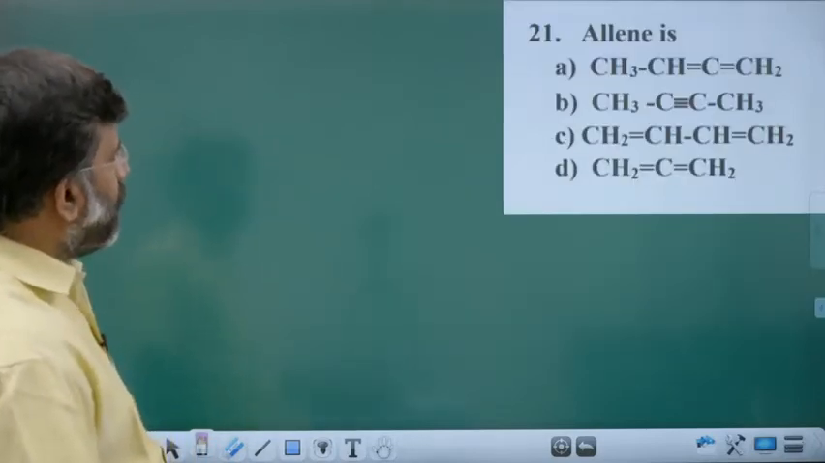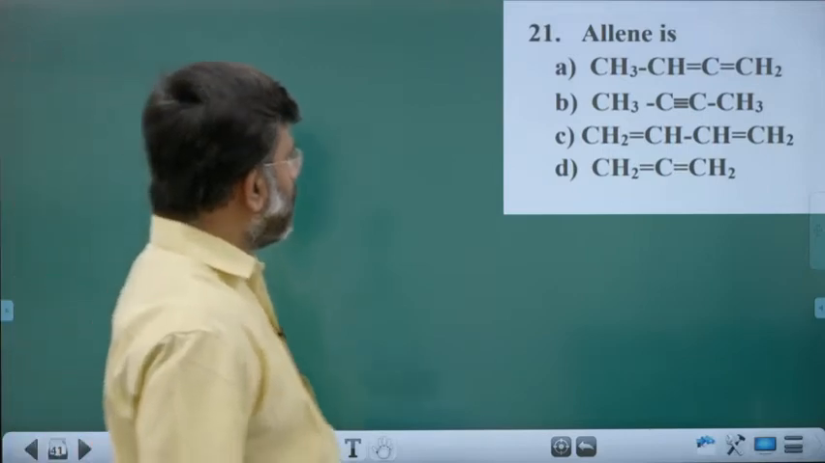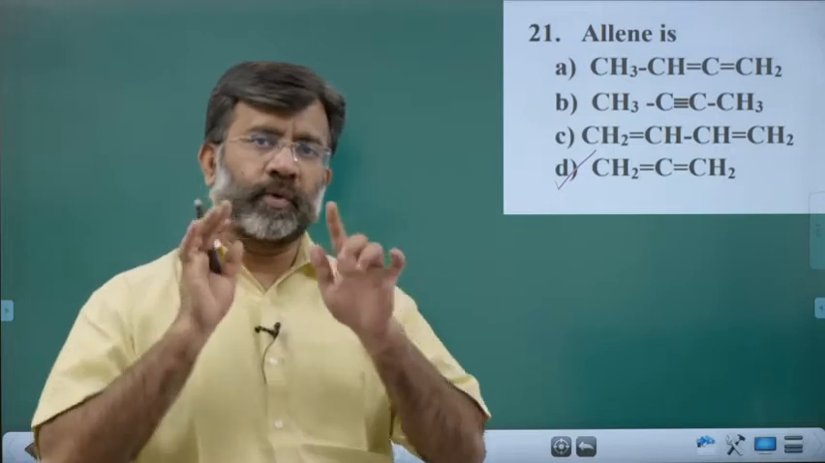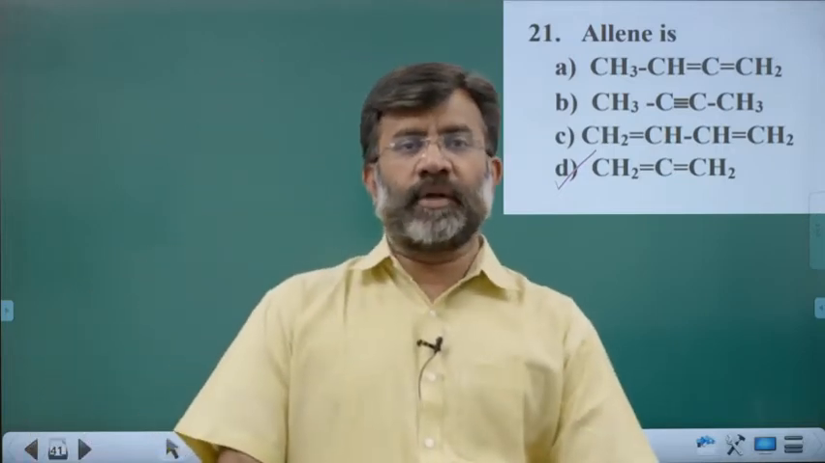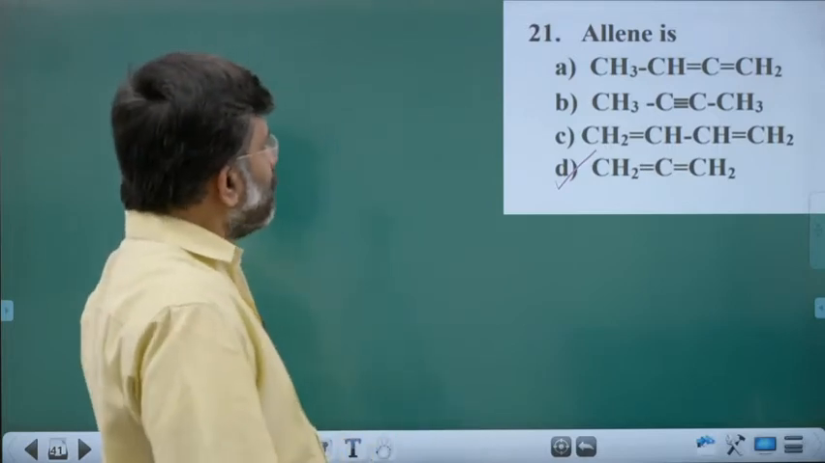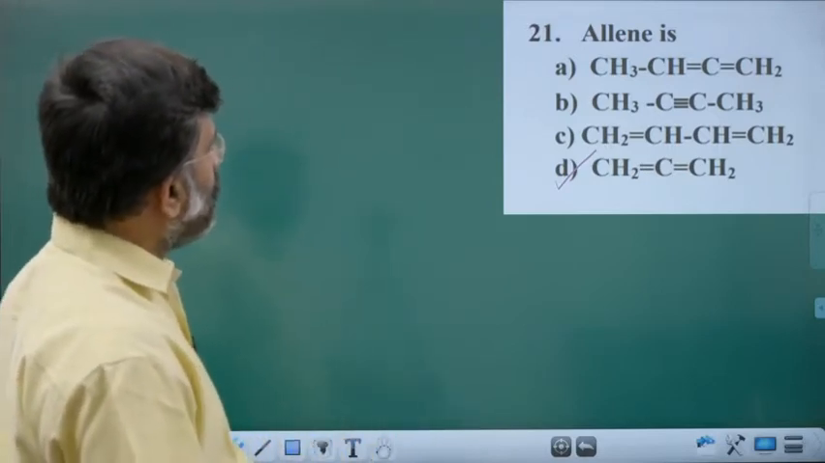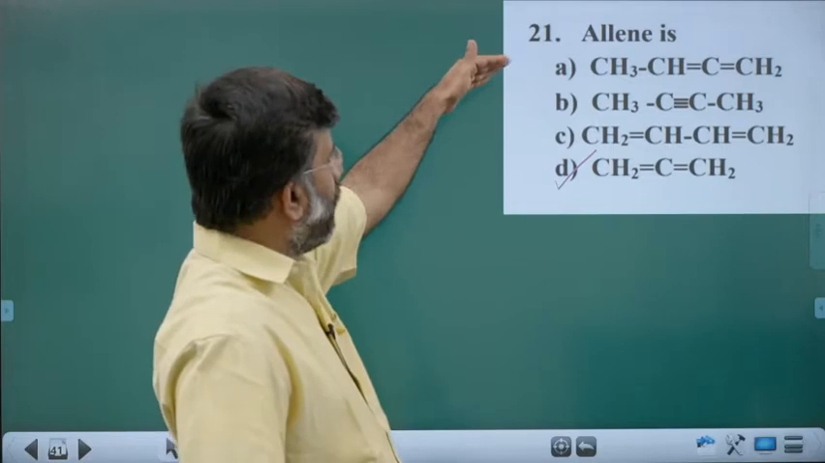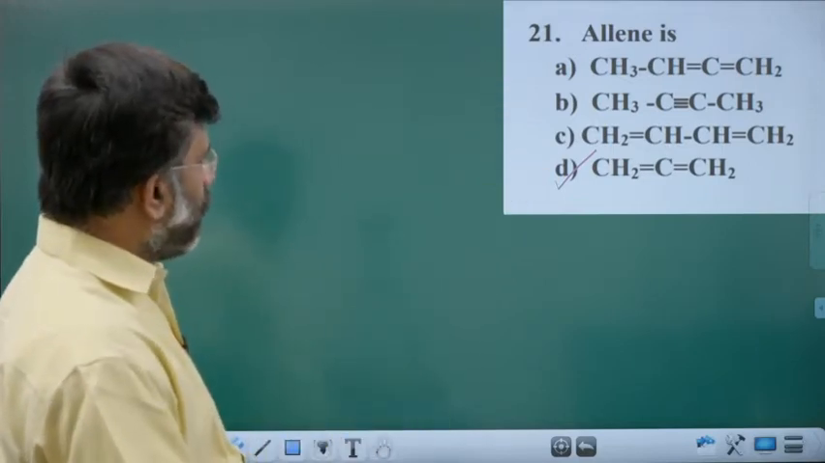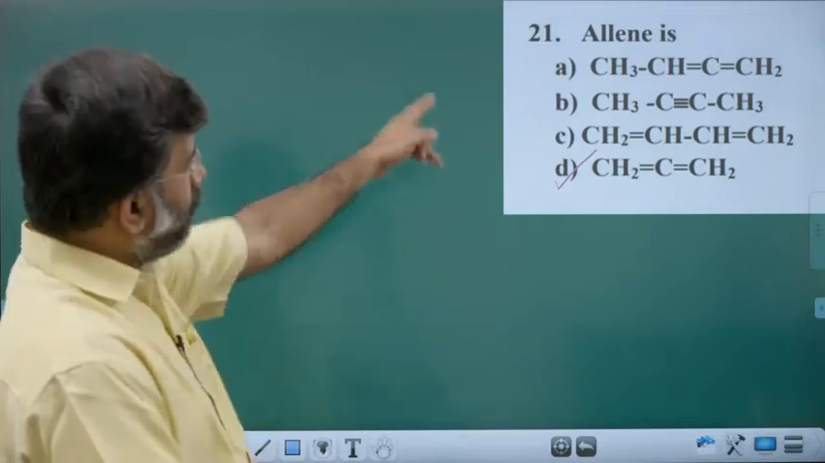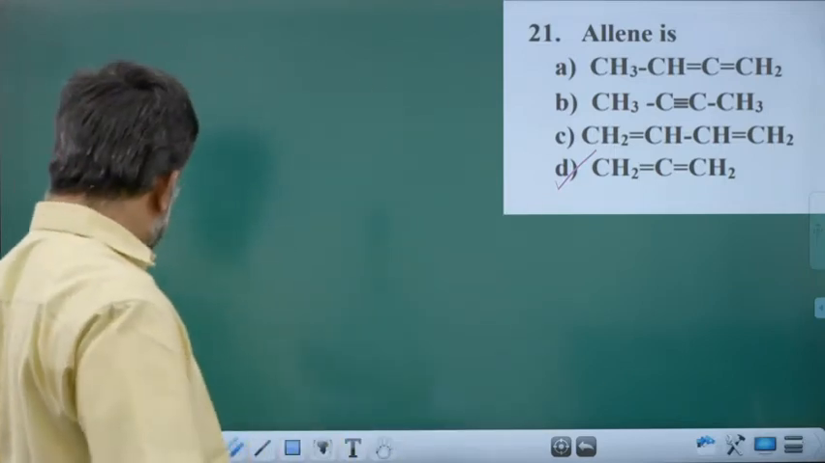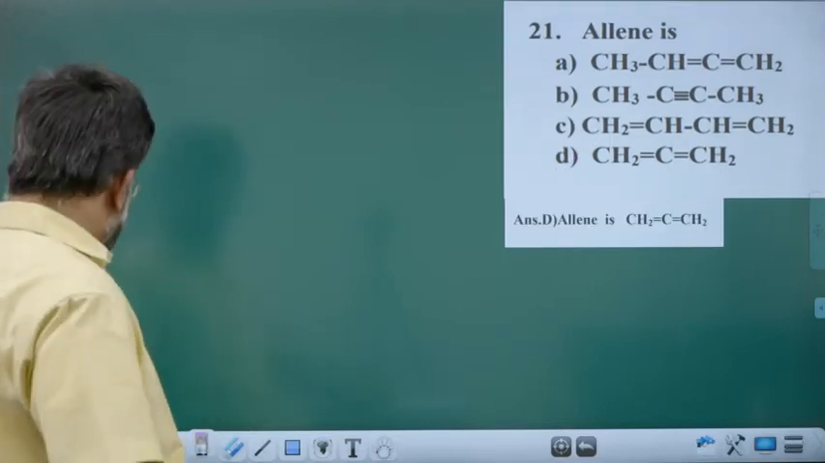This is allene. Allene is a cumulative diene. A cumulative diene is called allene. The first one is a derivative of allene, but the compound allene is option D. Next.